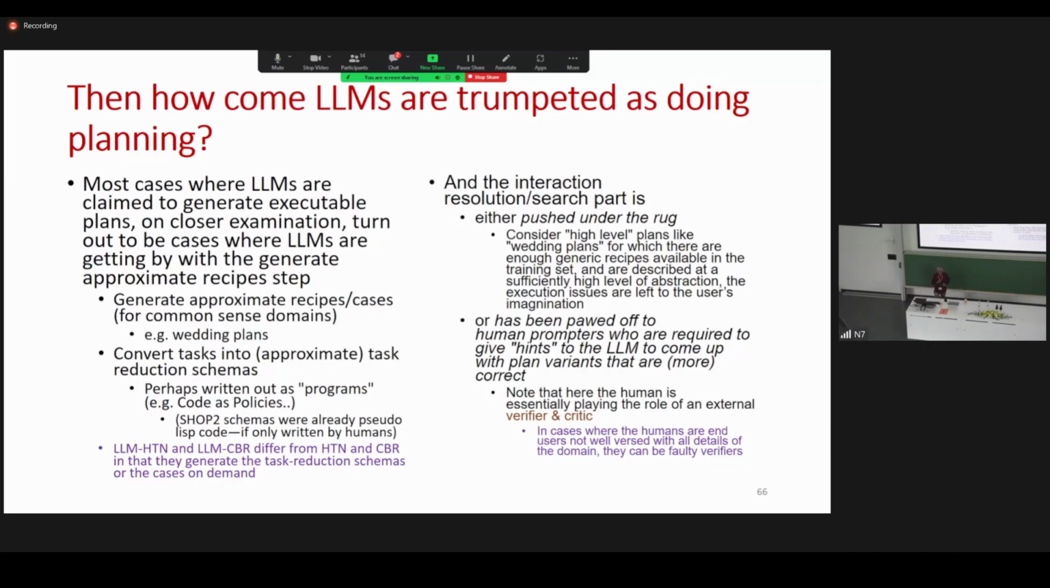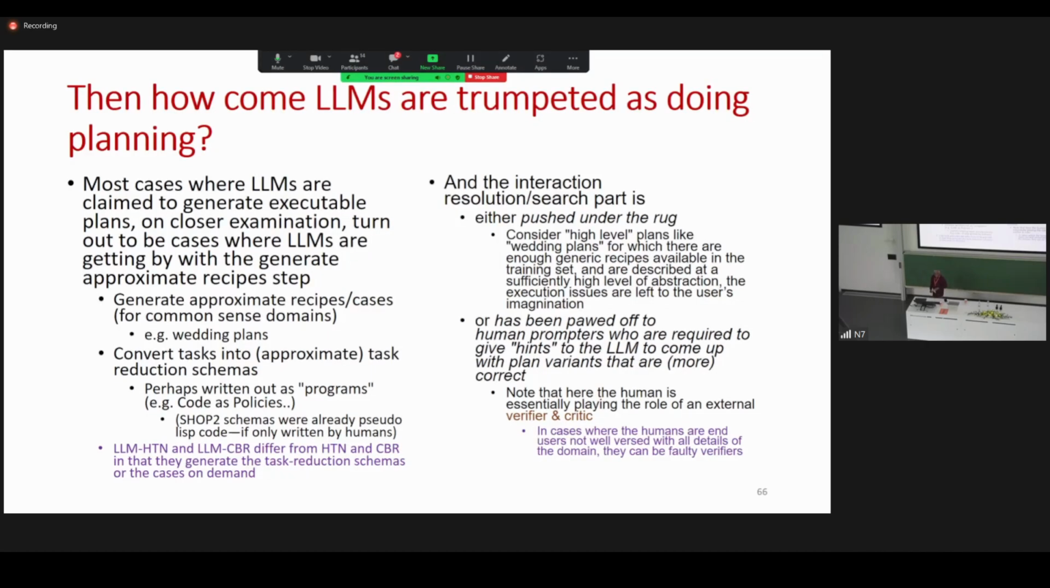So the very last slide before you get the coffee, and we'll come back and continue, is how come LLMs are trumpeted as doing planning if this is all true in some communities? As should be clear by now, because I've already foreshadowed it, in most cases where LLMs are claimed to generate plans, on closer examination they turn out to be cases where LLMs are getting by with the generate approximate recipes step. And they do that by essentially using their completion facilities. So you can do wedding plans, or a Prague travel plan, etc.